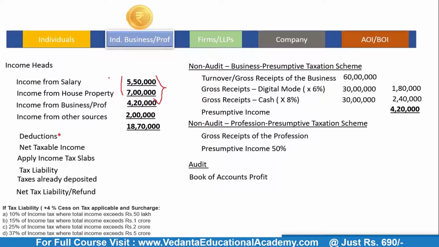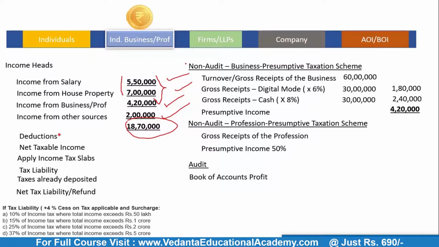So you can file ITR form number 4 by opting for the income tax presumptive taxation scheme. I repeat the things once again. If the same individual person is carrying on business or profession, then we need to include income from salary, income from house property, income from business or profession if available, and income from other sources. Then all together we'll conclude the gross total income.